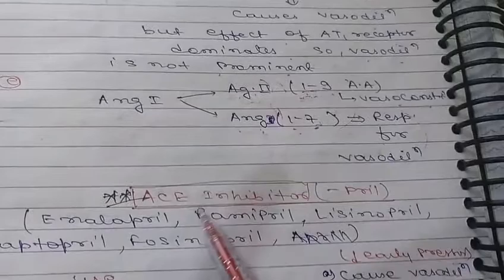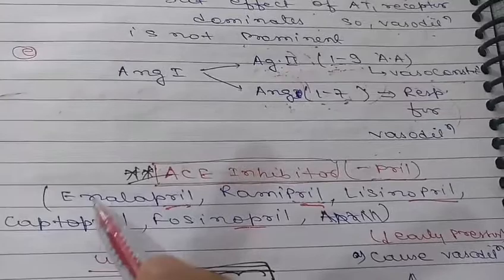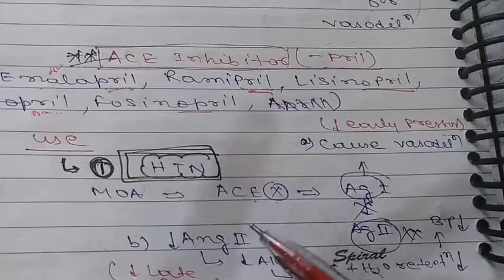ACE inhibitor drugs have the suffix pril. Okay, so here: enalapril, ramipril, lisinopril, captopril, fosinopril. Okay, the most important are enalapril and captopril. Now we will discuss the uses of ACE inhibitors. So the first use is in hypertension. Okay, the mechanism of action is that it will inhibit ACE enzyme. If ACE enzyme is inhibited, then angiotensin 1 will be there. There will be no formation of angiotensin 2.